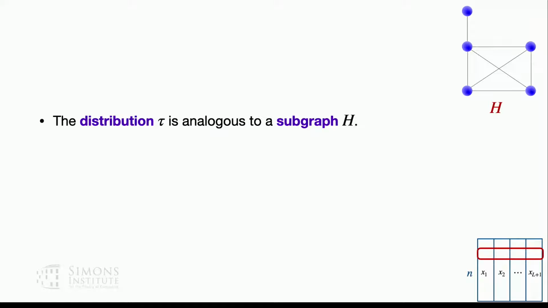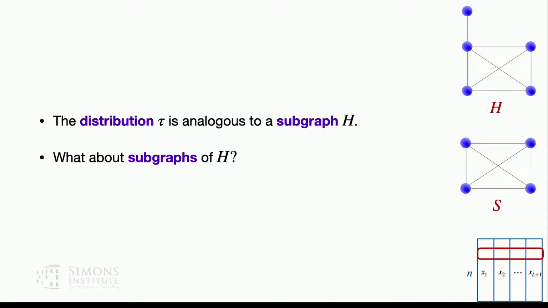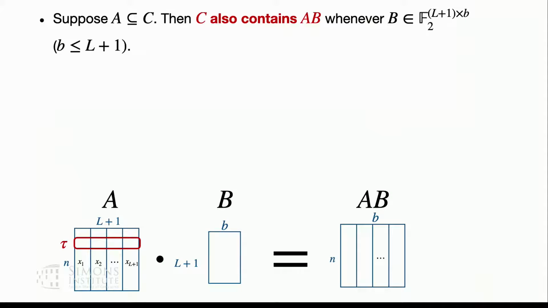In the case of graphs, we also needed to consider the expected number of subgraphs of H. So if tau is analogous to some H, and we want to ask what's the probability that H appears in the graph, then what about subgraphs of H? How do we take them into account? What's going to be the correct analog of taking the subgraph S of H and also considering its expected number of appearances in the code? So here's what it is.